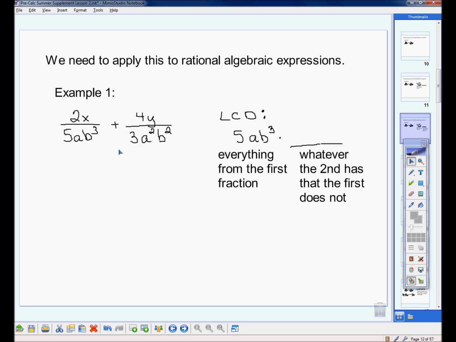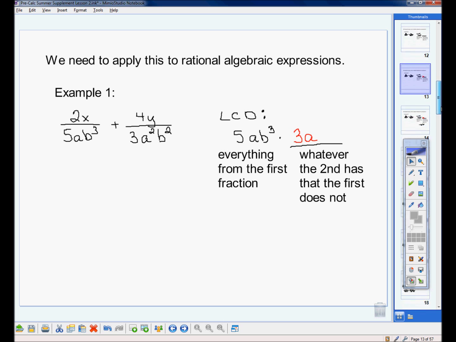This one has 2 a's, whereas this one only has 1. So it's going to need an extra 1. This one has 2 b's, but we already have 3 b's accounted for, so we don't need to put in any extra b's. So 3a is what the second fraction has that the first one does not.